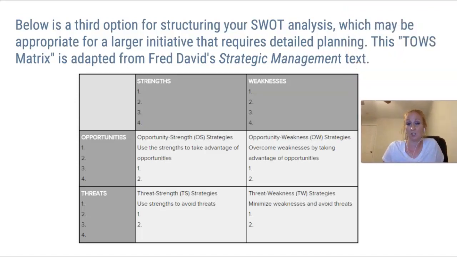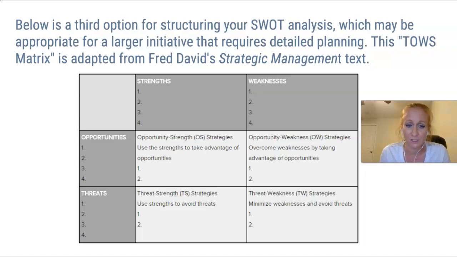Below is another option, or a third option, for structuring your SWOT analysis, which may be appropriate for a larger initiative that requires detailed planning. So we call this the TOWS matrix, okay? It's adapted from Fred David's strategic management text. He groups things in different quadrants and combines them together. So if you need a lot more detail and you need to think through things in different ways, you can put these in these quadrants.